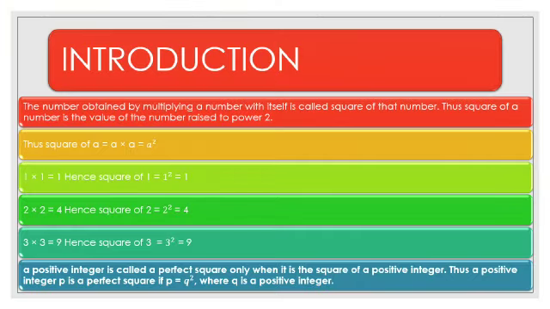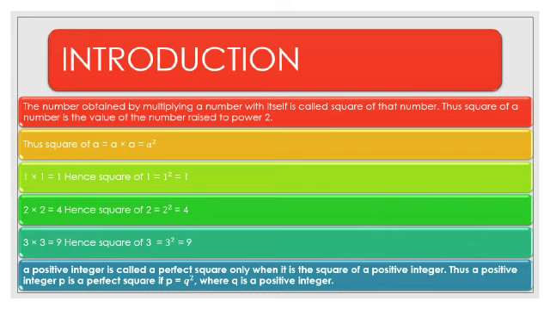Introduction. The number obtained by multiplying a number with itself is called the square of that number. Thus, the square of a number is the value of the number raised to the power 2. Thus, the square of a equals a into a equals a squared.